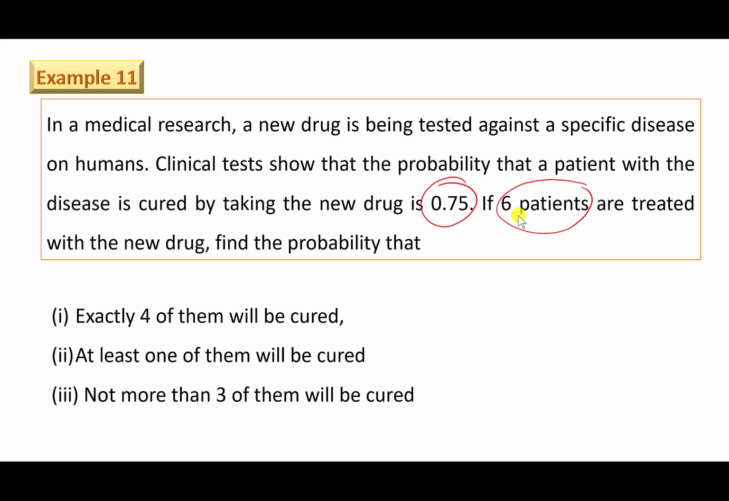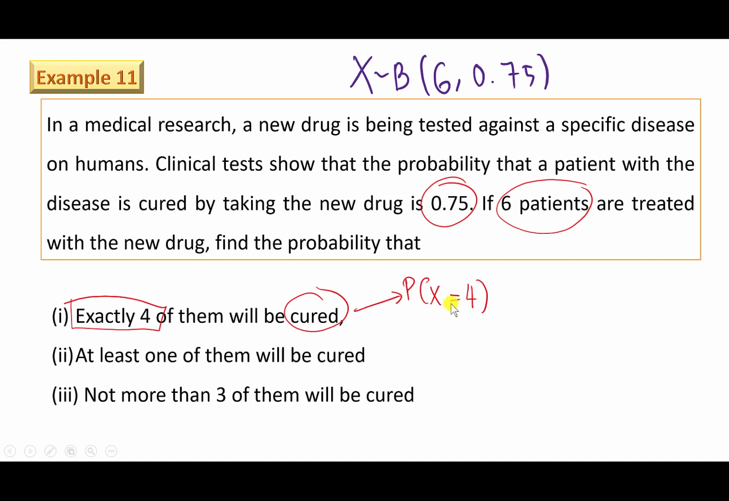So we can write it in binomial notation. X is distributed binomially with 6 trials and P is 0.75. For the question, exactly 4 of them will be cured. The keyword here is exactly 4 and we want to find the probability that they are cured. So we can use this probability because 0.75 is the probability of cure. So we can write the probability as X equal to 4.